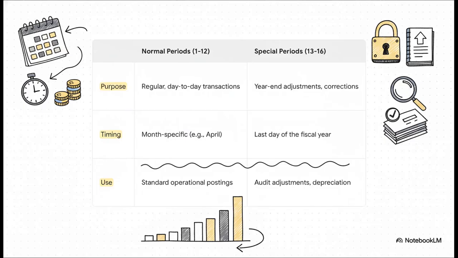Now here is where things get really clever. Built right into this fiscal year variant is the concept of special periods. So your normal periods, 1 through 12, they line up with your regular business months. But then you have these extra periods, 13, 14, 15, and 16, that are reserved just for year-end adjustments. This means your auditors can come in and post corrections on the very last day of the year without messing up the numbers for your final month, like March. It's a brilliant way to keep your monthly reporting totally clean.